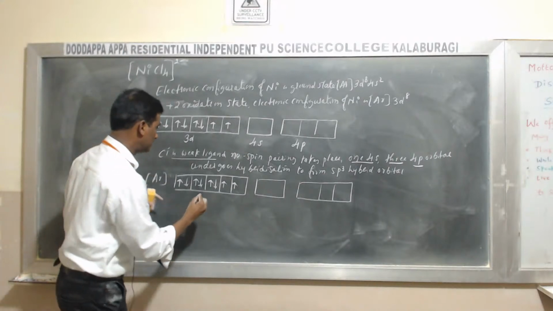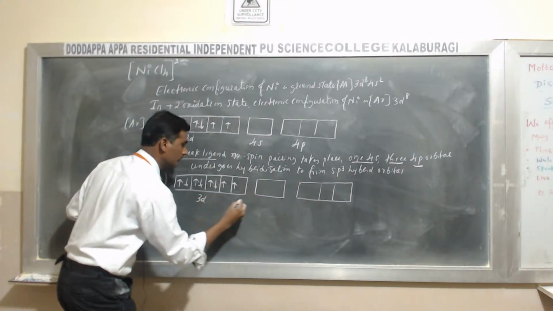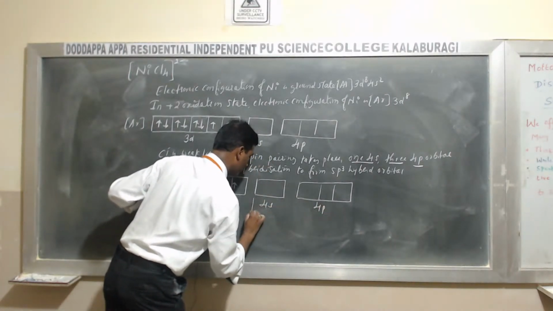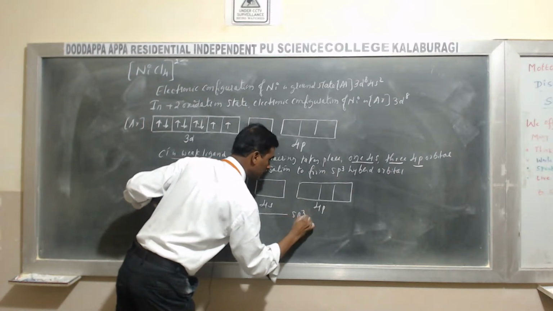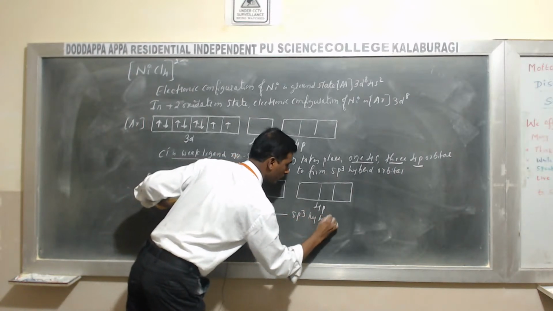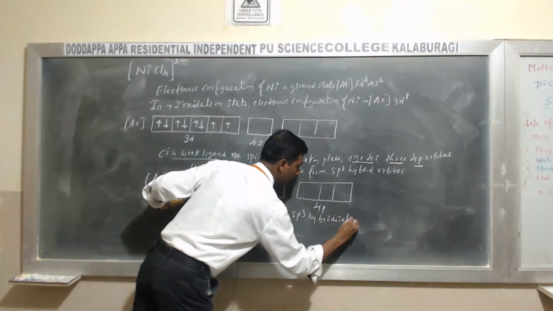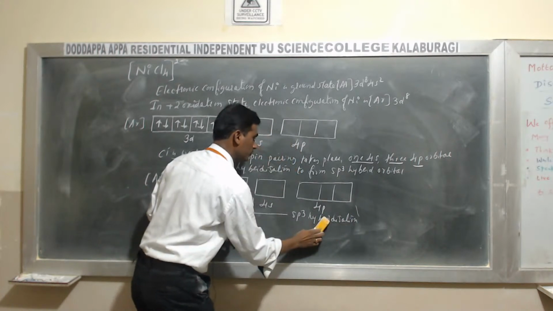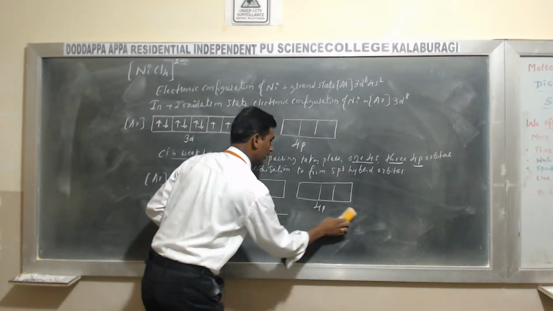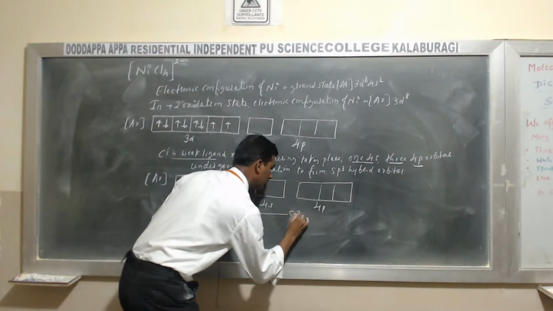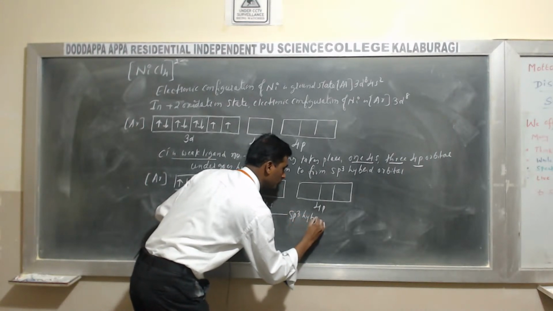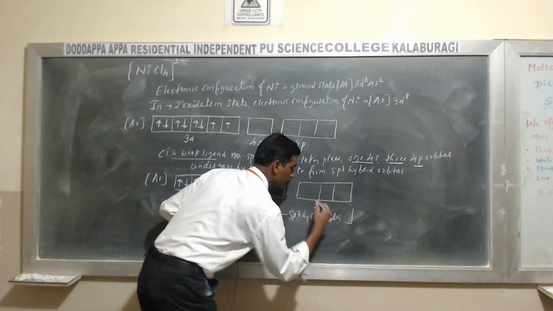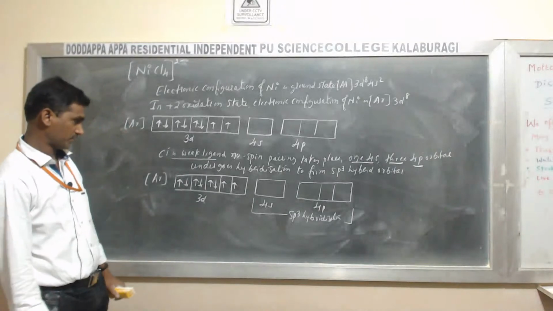Okay, yes, this is 3d. This will be 4s and next 4p. So what does it form? It forms sp3 hybridization. Okay, this is what I can write here, sp3 hybridization. Is it correct or not? Yes. All of you understand?